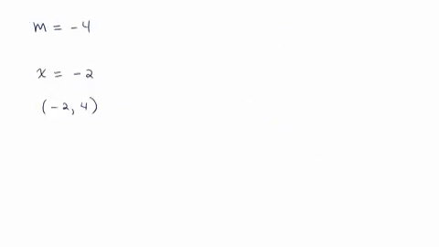Now let's find the equation of the normal line. The slope of the tangent line is equal to -4. Normal lines are perpendicular, so slopes of perpendicular lines are opposite reciprocals of one another. So the slope of the perpendicular line would be +1/4. So now we want to find the equation of the line that has a slope of +1/4 and passes through the point -2, 4.